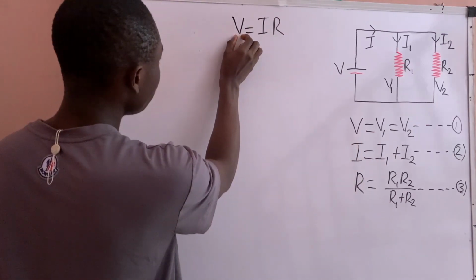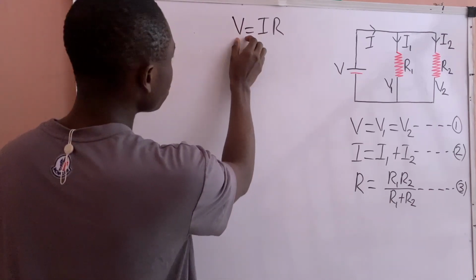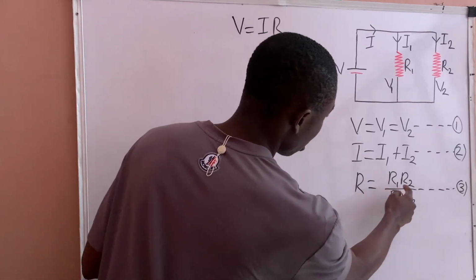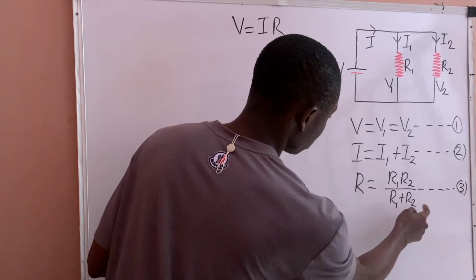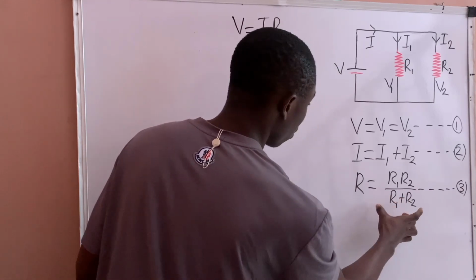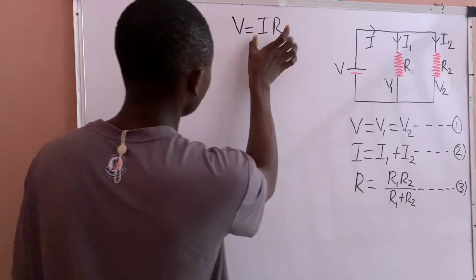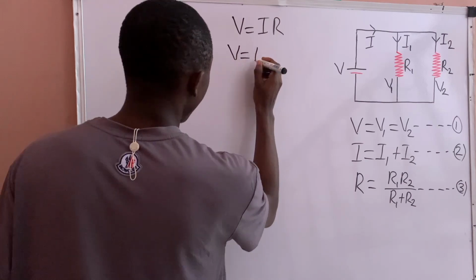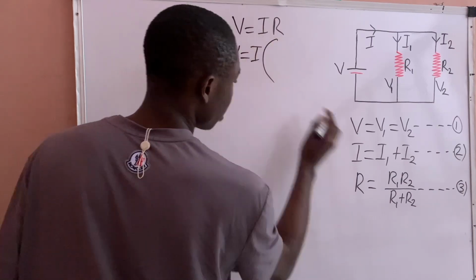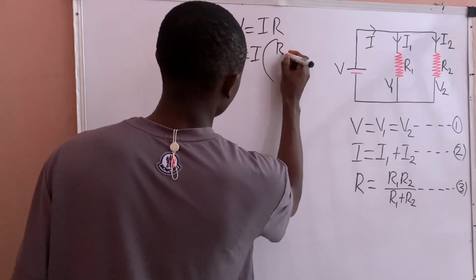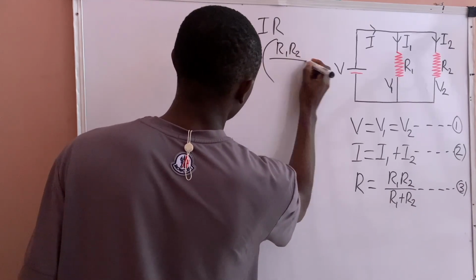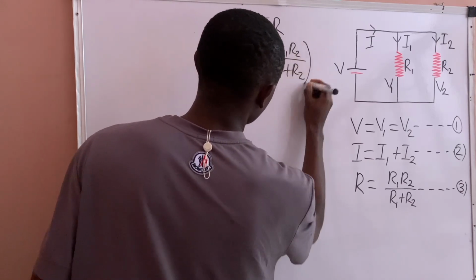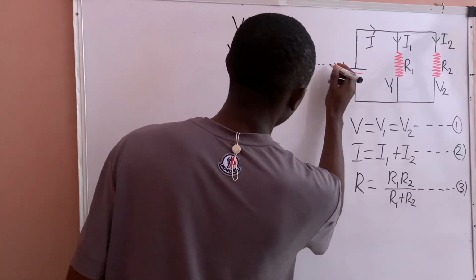And since we are getting V, and we know that V is equal to I R, and we know the value of R, that R here is R1 R2 over R1 plus R2, we will now substitute this value of R into this equation. So we have that V will now equal I, which is this I, into bracket R1 R2 over R1 plus R2. So we can call this equation 4.